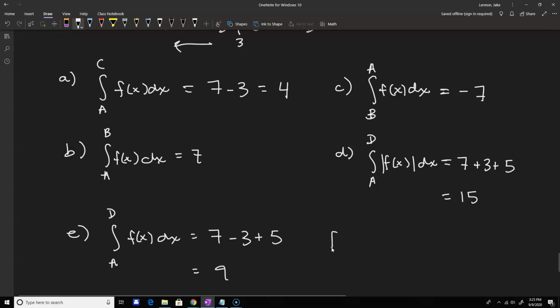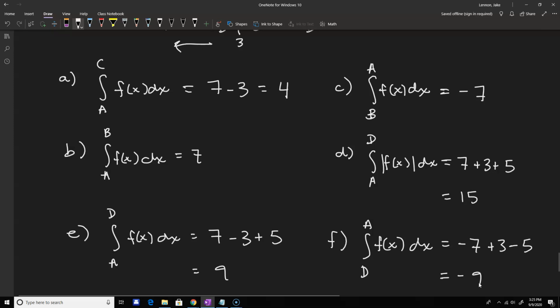And then to be even more confusing, we could look at the integral starting at D and finishing at A, going in the reverse orientation from right to left rather than left to right, and then all the signs would change. So you'd start out with a negative 7, then your 3 would, instead of being negative, be positive, but your 5 would also be negative. So this would then come out to negative 9.